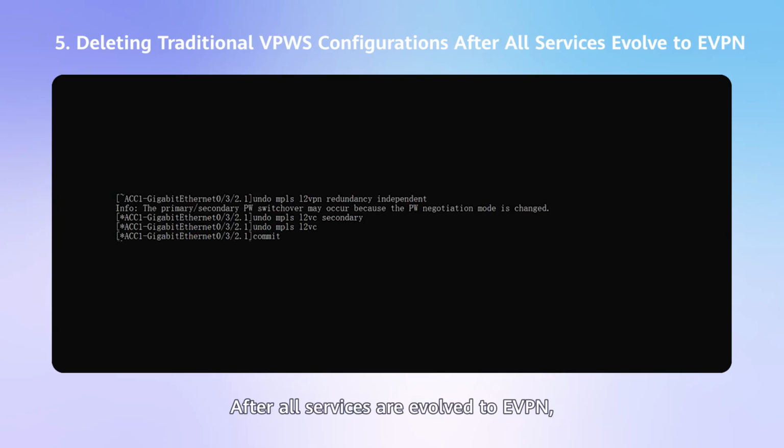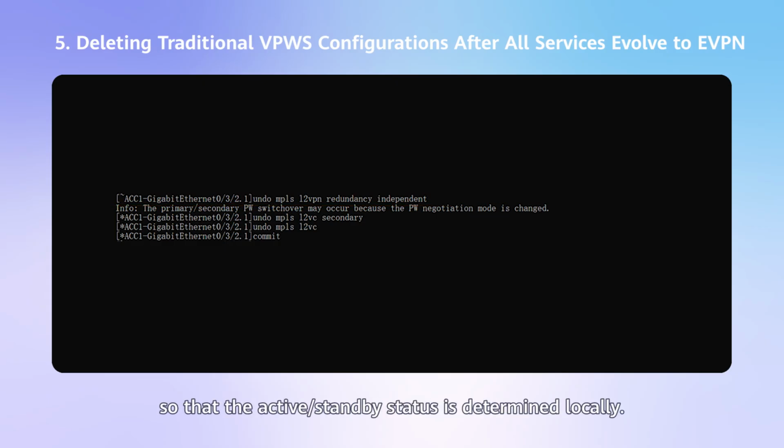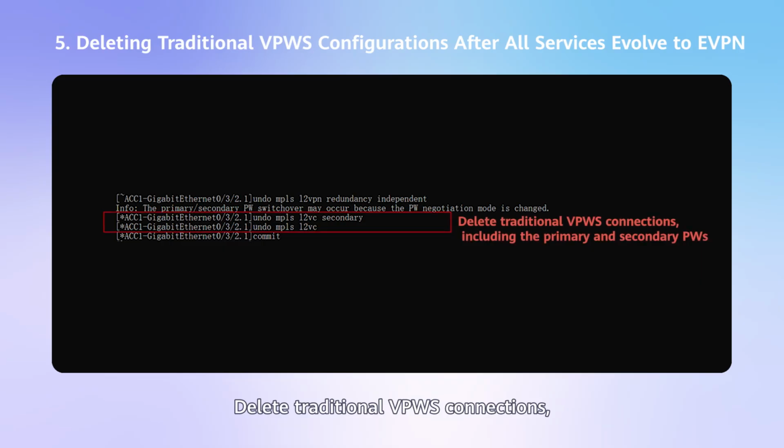After all services are evolved to EVPN, you need to delete traditional VPWS configurations. First, restore the PW redundancy to FRR so that the active or standby status is determined locally. Then delete traditional VPWS connections, including the primary and secondary PWs.